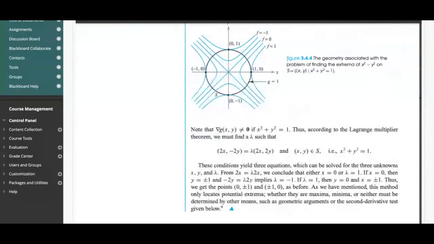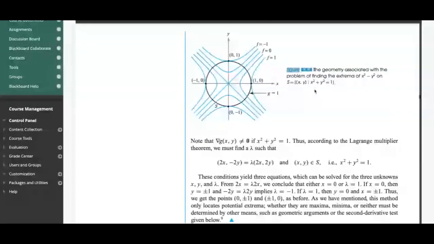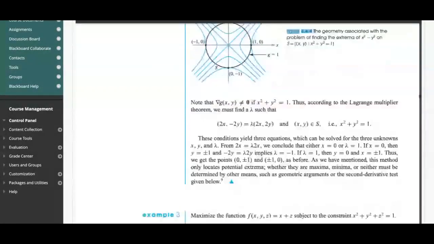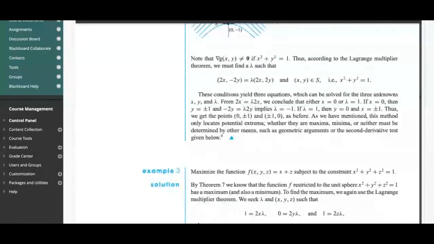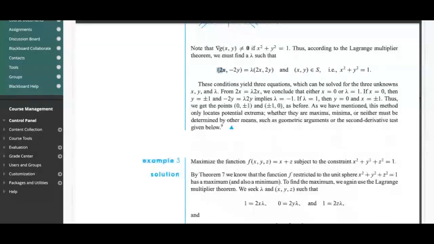Right, the picture is this. 2x equals lambda 2x, so lambda equals 1. Negative 2y equals lambda times 2y, so lambda equals negative 1.